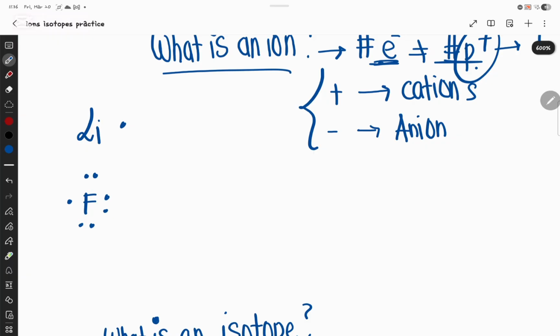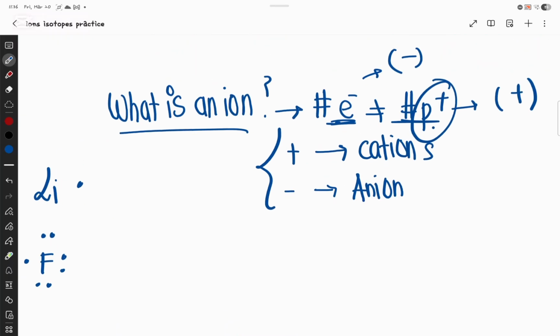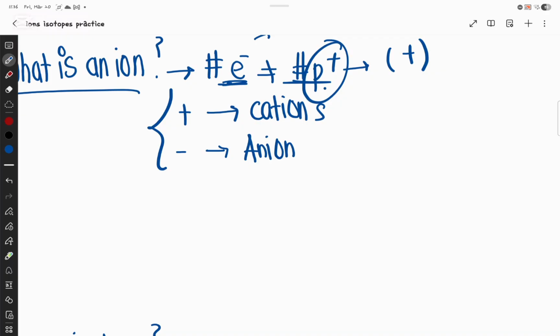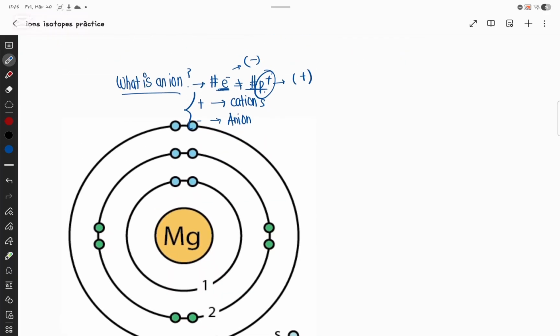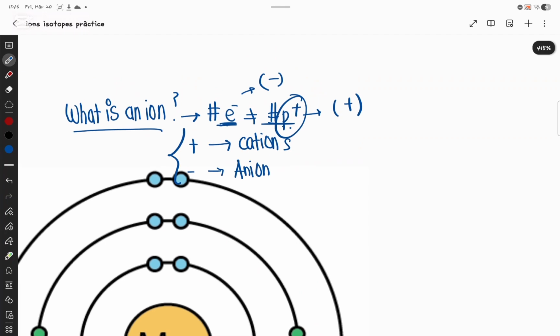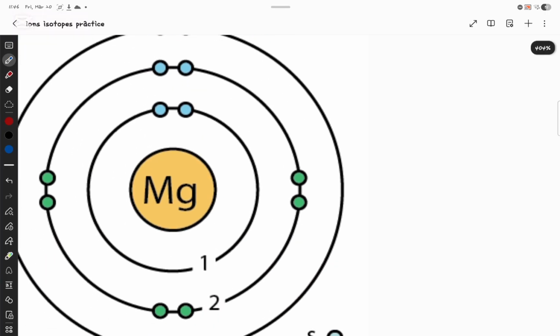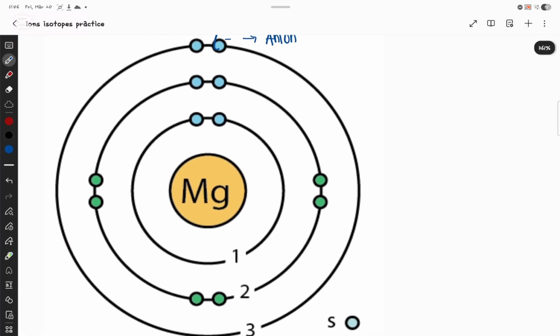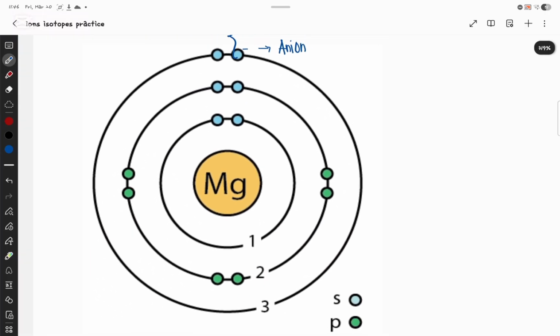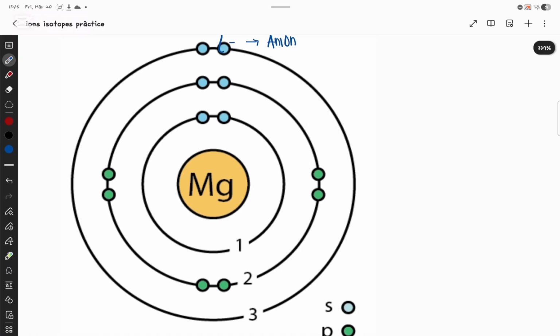So that is like your textbook definition. But we have to understand where it really comes from. An ion can gain or lose electrons from its valence shell. As you remember from our previous lessons, a valence shell is essentially the outermost orbital of an atom.